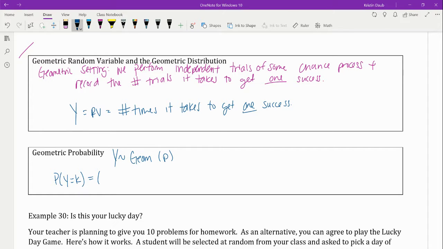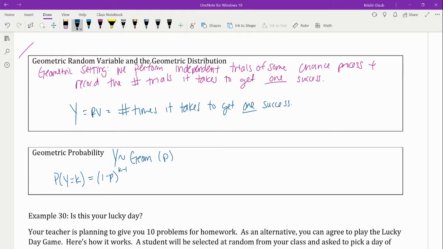Well, in order for this to happen, I need to have a bunch of failures in a row. I hit a bunch of people who do not have jumper cables in the parking lot. Eventually, I will get that one person that does have jumper cables. So it's very similar to our formula for our binomial distribution, but I'm going to put the successes first. I'm sorry, the failures first.